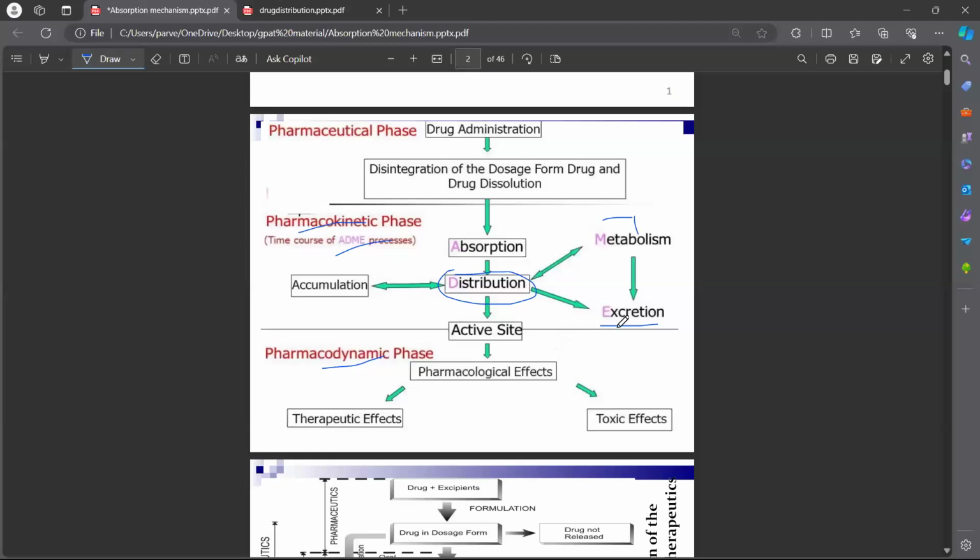What properties of the drugs enable its excretion through the fecal matter or through bile? What properties must the drug possess so that it can be eliminated or excreted through fecal matter? Come on, guys, answer my question.